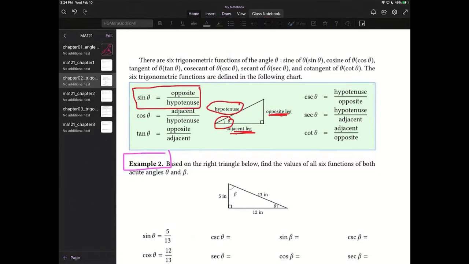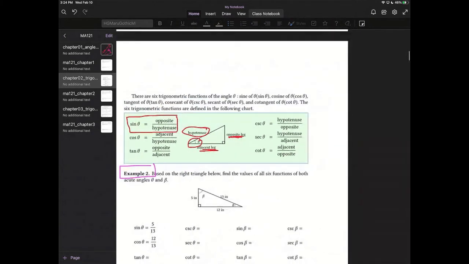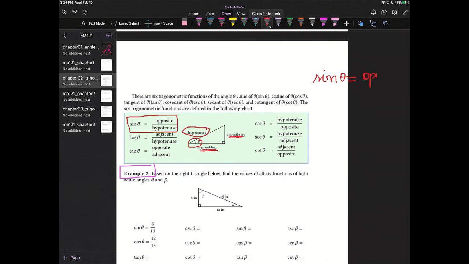I like to shorthand this. So you're going to see me, instead of writing the full name of the sides of the triangle, instead write that sine of angle theta is opposite with regard to angle theta over hypotenuse. Now, I don't need to specify that the hypotenuse is about theta because it doesn't matter. Hypotenuse is the only side that remains the same for all angles that we're talking about.